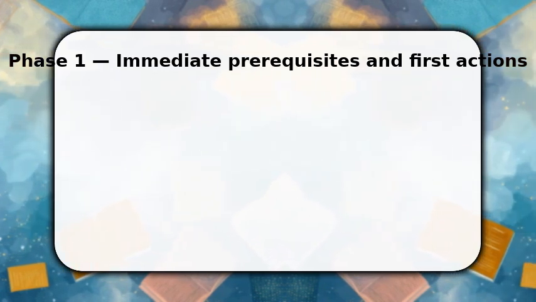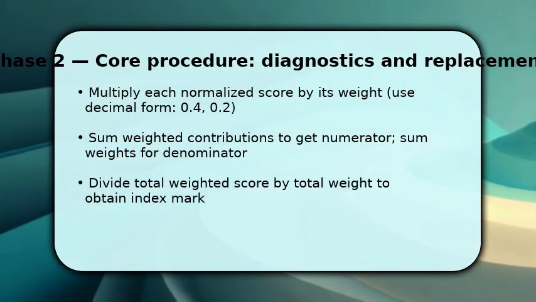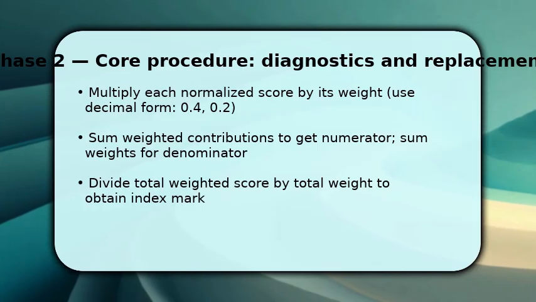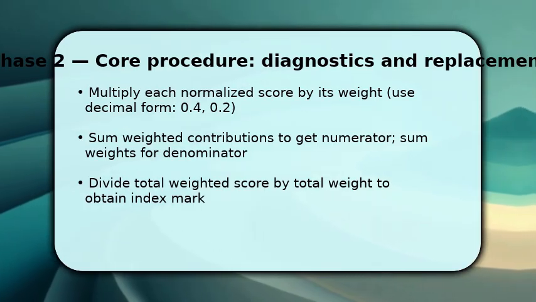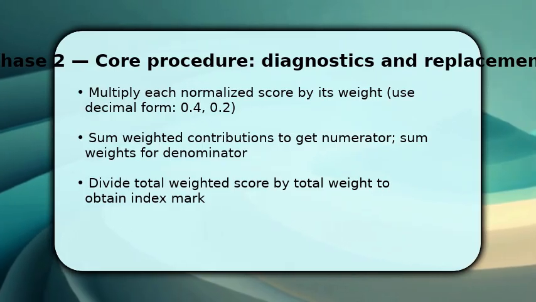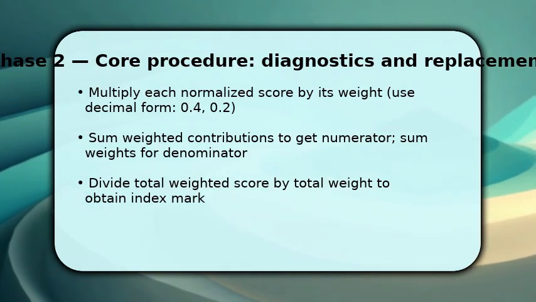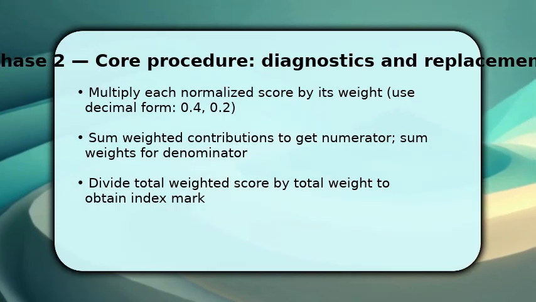You now calculate weighted contributions. For each subject, multiply its normalized score by the decimal weight, for example, 85 times 0.4. Next, add all those products to form the numerator. At the same time, sum the weights, that becomes the denominator. Once you have both, divide numerator by denominator to get the raw index mark.